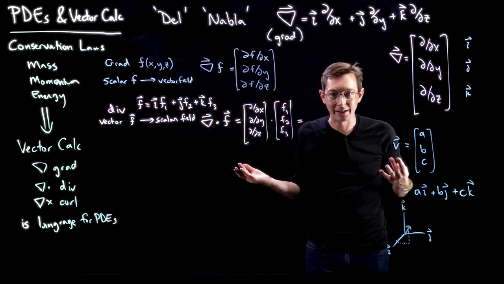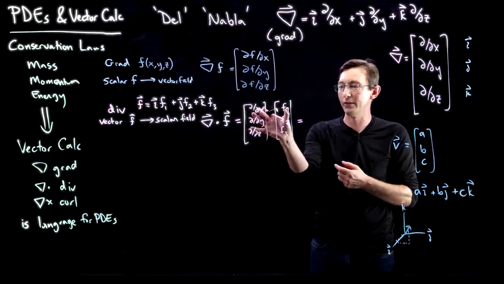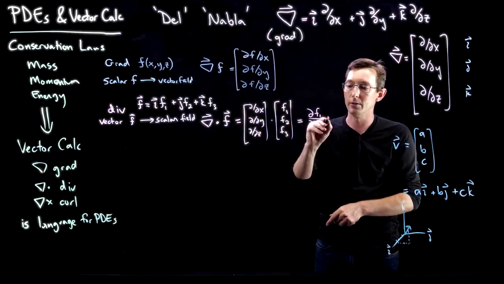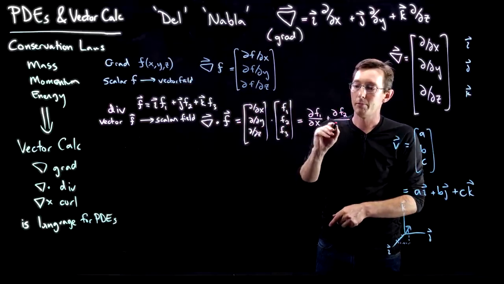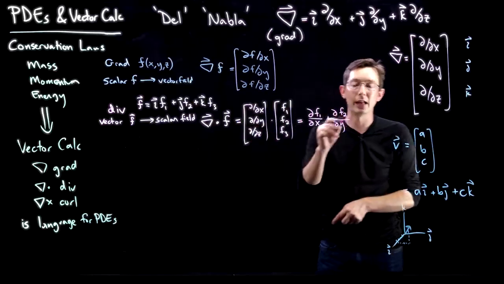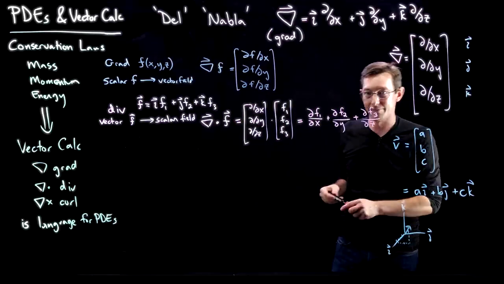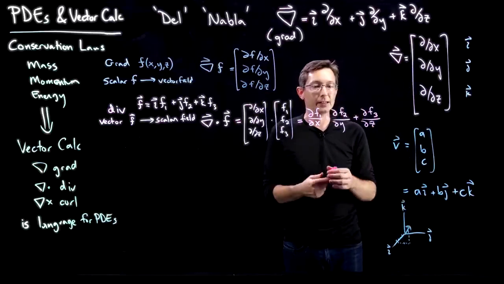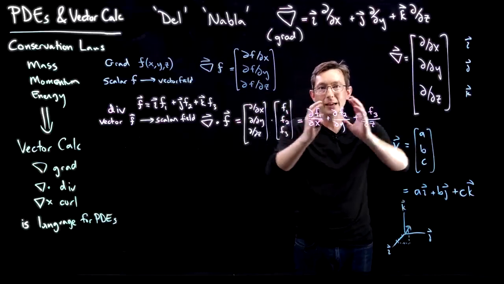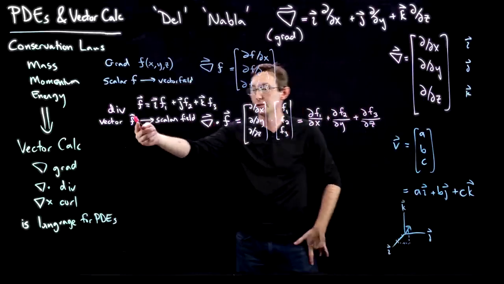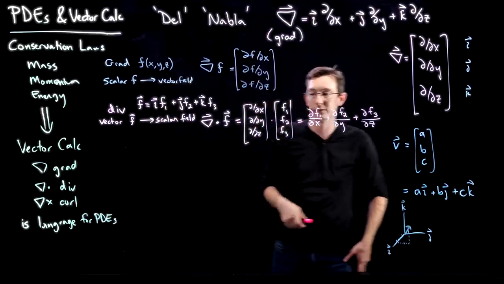It's literally taking this operator and dotting it with my function f. And so we know how to take the dot product. This is easy. It's just partial f1 partial x plus partial f2 partial y plus partial f3 partial z. Okay? Pretty simple. It's just a sum. And now, because we've summed this up, this is just a scalar function of x, y, and z. So it took my vector field and it returned a scalar field.